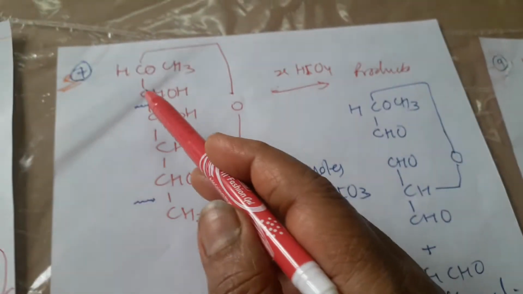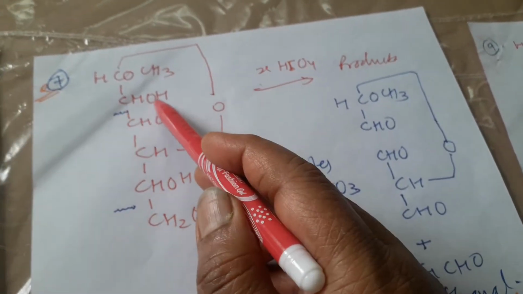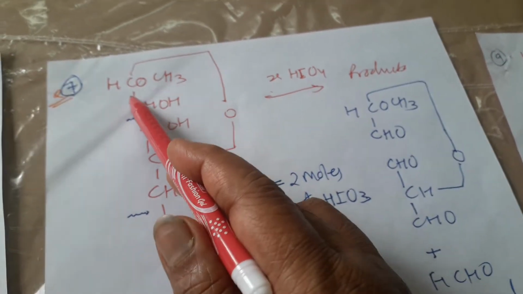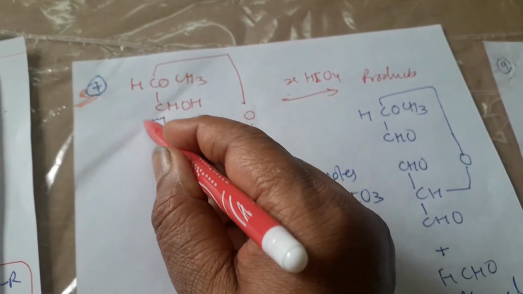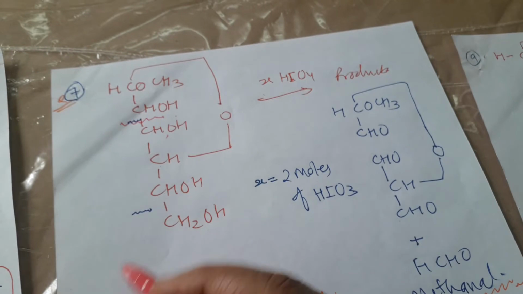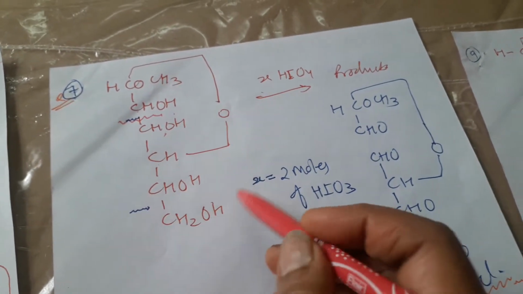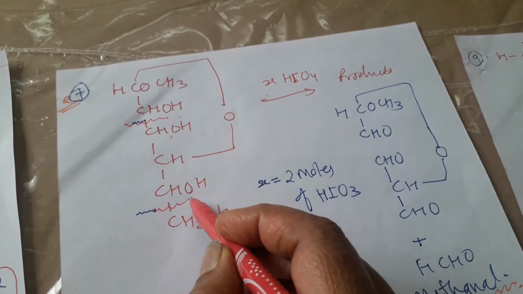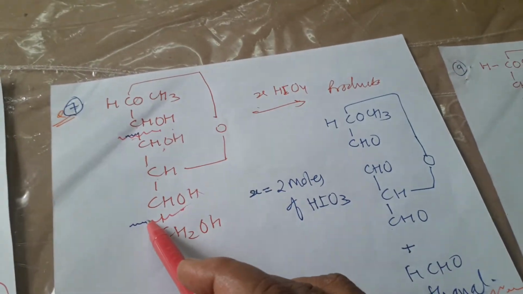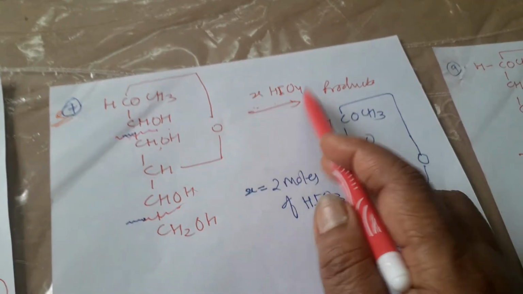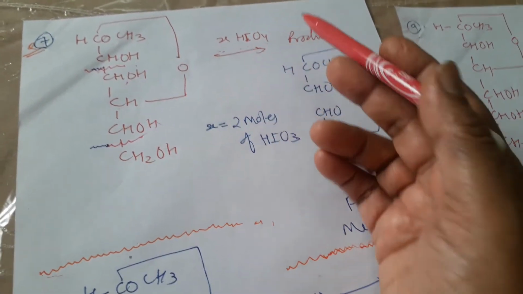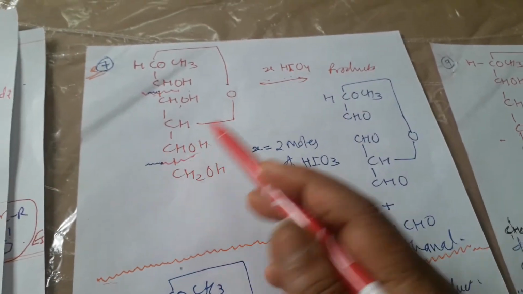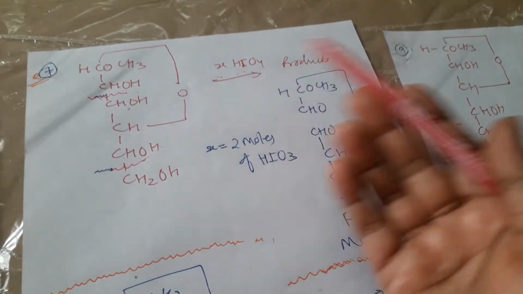Here see, again the same case. CHOH and HCOCH3 are there. So cleavage between CHOH and CHOH will occur. So I am making a wavy line here. See, this is a wavy line, and then there will be no cleavage. Now here at the bottom there is a wavy line, and there is no wavy line anywhere else. So 1 and 2, two wavy lines are there, meaning 2 moles, 2 molar equivalents of HIO4 we can use. Further, there is no need to worry. Sometimes they say 2 equivalents of HIO4, the same thing.